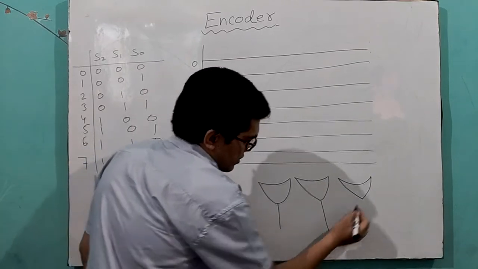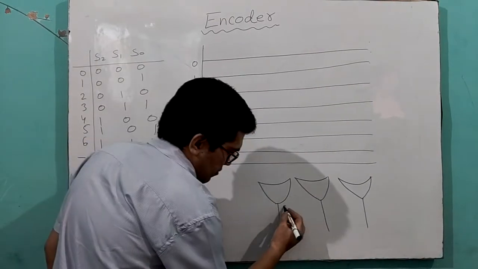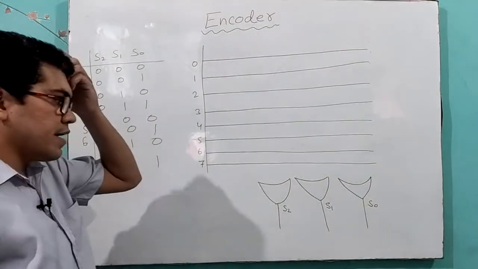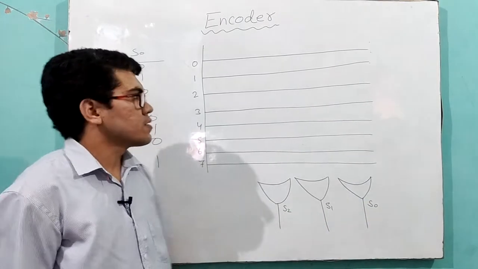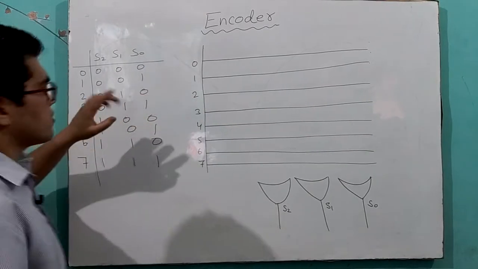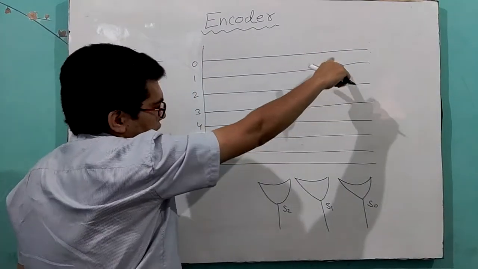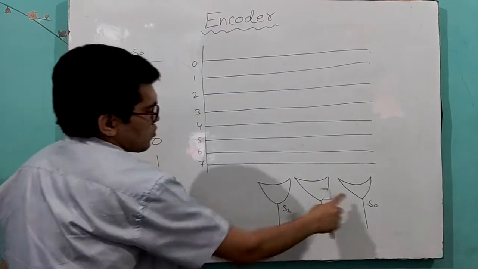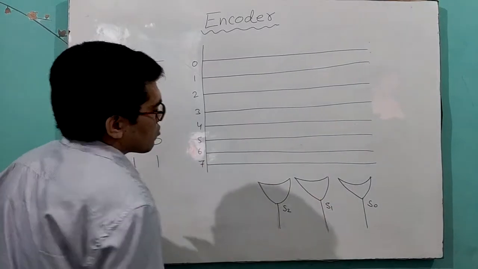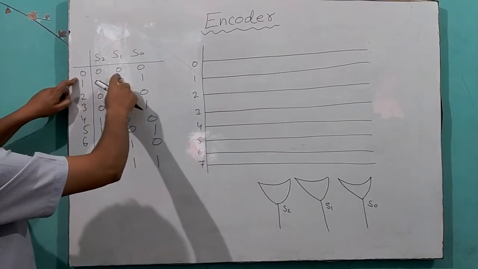Okay, these are the OR gates, and these will give 3 outputs. We named them S2, S1 and S0. So, what we are going to do is, where we get 1 we will connect that line through the corresponding gate. Okay, if there is 0 we will not connect the line to the corresponding gate. Now you can see, for 0 all the outputs will be 0 0 0.